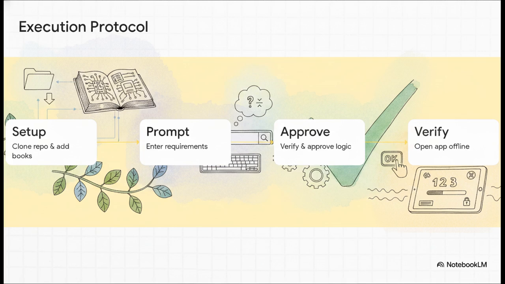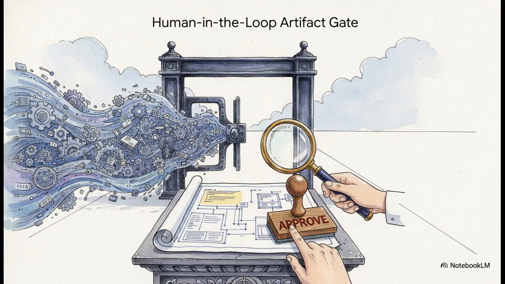Zero coding experience required. And I want to highlight what happened in Step 3 there, because it perfectly illustrates Sahpathi's commitment to rigorous safety engineering. We call it the human-in-the-loop artifact gate. The system literally pauses its execution thread. It goes into an awaiting review state, actively blocking the file from being written to your computer until a human manually inspects and approves the logic. So absolutely no unverified or faulty code can execute or save to your system without you saying yes first.